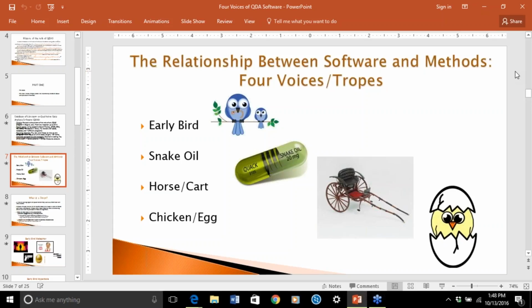I have never used ATLAS.ti or other QDA software, but I'm planning to use software in my PhD thesis. I am not really intending to discuss the tropes you mentioned, but just use the tool as a helper in coding, organizing my sources, including news articles and film documentaries, and creating notes automatically. What is your take on that approach?